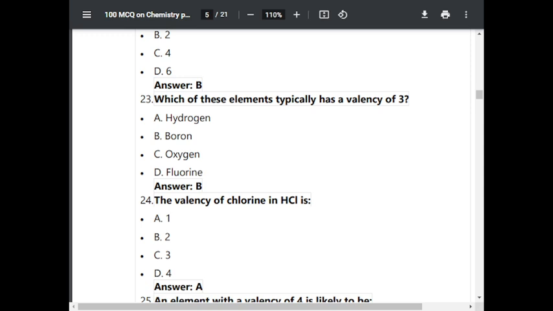Question number 24. The valency of chlorine in HCl is option A 1, option B 2, option C 3, option D 4. The correct answer is A, that is, the valency of chlorine is 1.